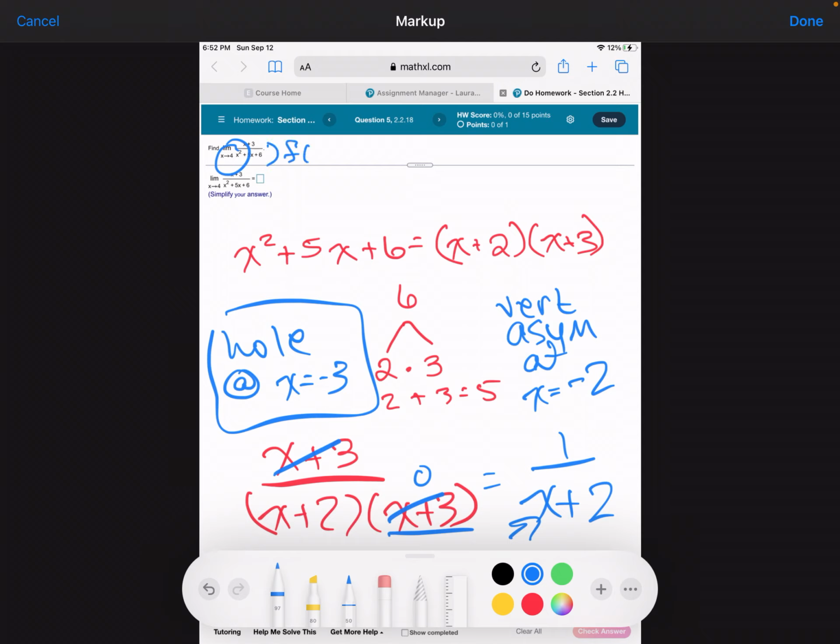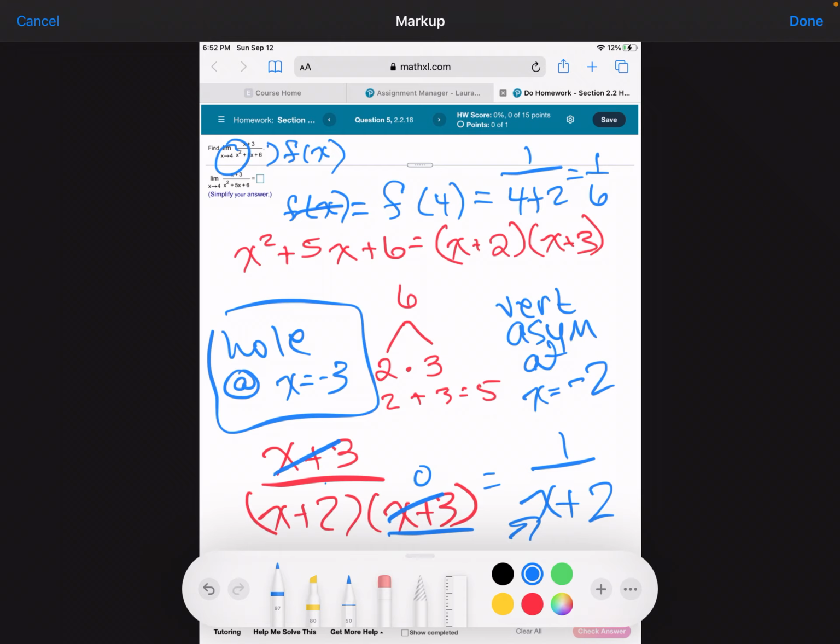So let's call this f of x again, and you can plug it in where we reduced it. I meant f of 4. That would be equal to 1 over 4 plus 2, which is 1/6. So our answer is 1/6. Again, nothing weird is going on.